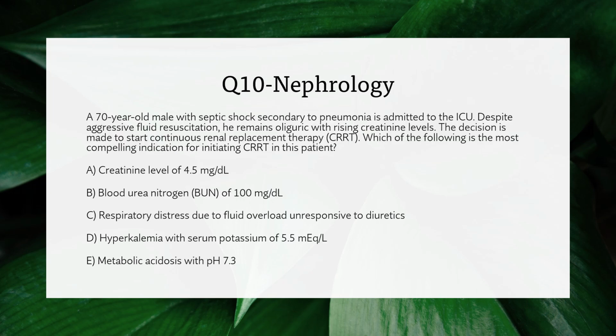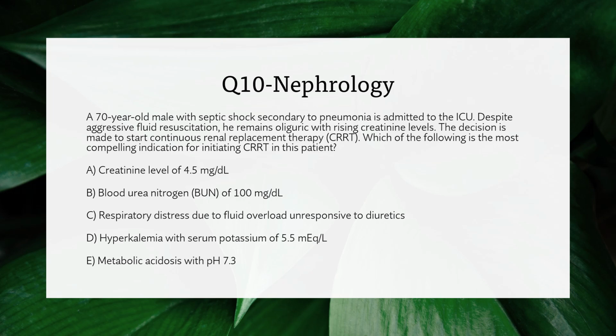A 70-year-old male with septic shock secondary to pneumonia is admitted to intensive care unit. Despite aggressive fluid resuscitation, he remains oliguric with rising creatinine level. The decision is made to start continuous renal replacement therapy. Which of the following is the most compelling indication for initiating CRRT in this patient?